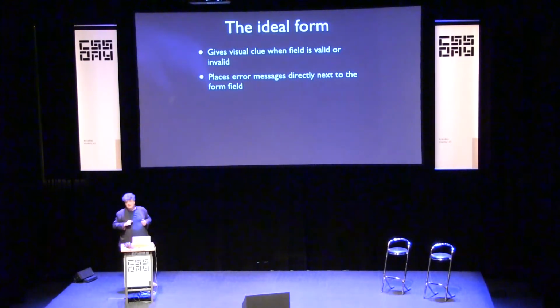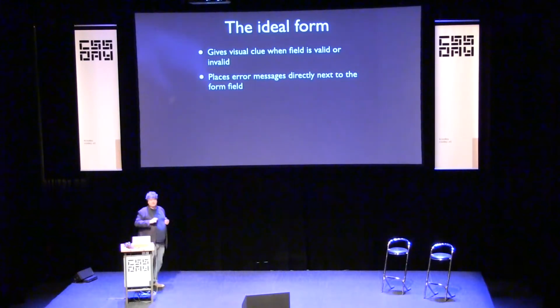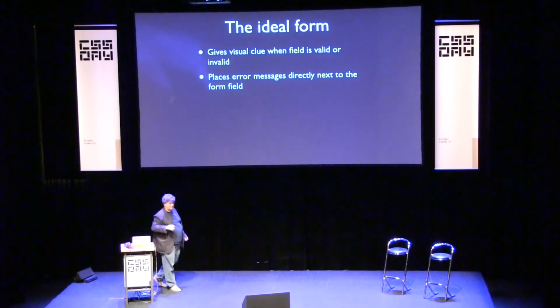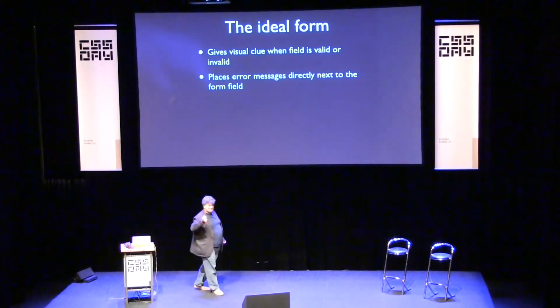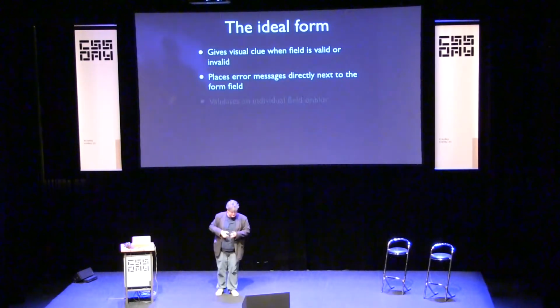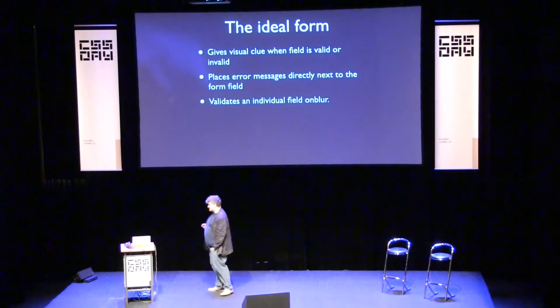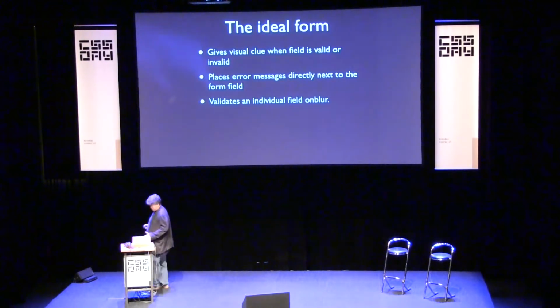And there are plenty of web forms where the error messages are not clearly associated with the field. You know, or all these bulleted lists at the top of a form: you did this wrong, you did that wrong. It's terrible. If you show an error message, place it right next to the field. And it validates an individual field onblur.